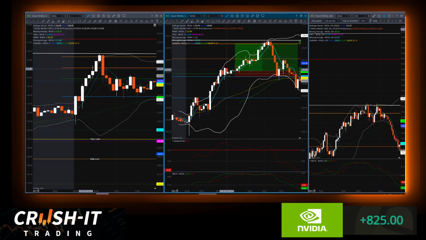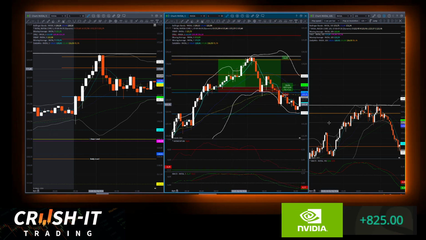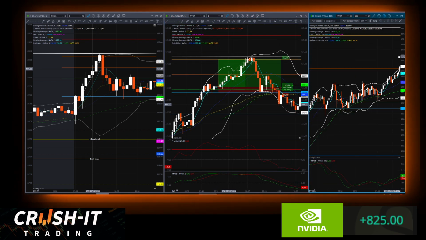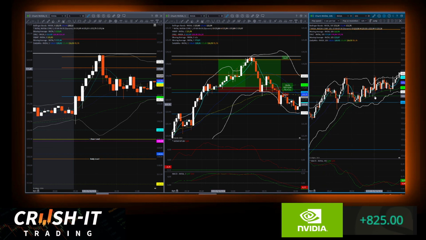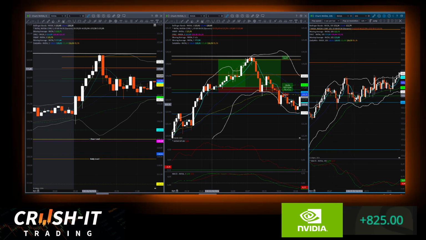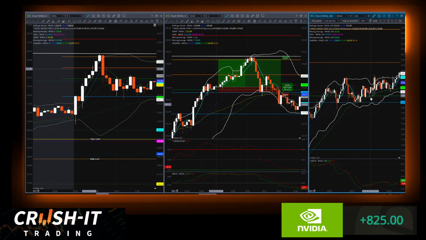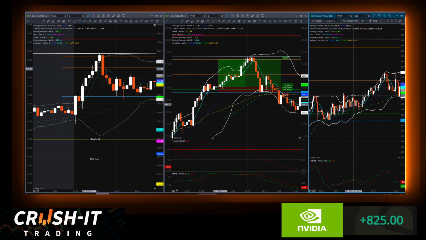So that's what I was watching here in NVIDIA, and looking at the 10-second, you can also see this taking place with this nice retest over here. I didn't get in right here with these impulsive candles to the downside, but I did get in here later on, and we took this all the way up to the Crush It zone.